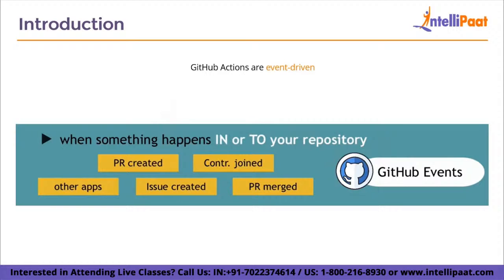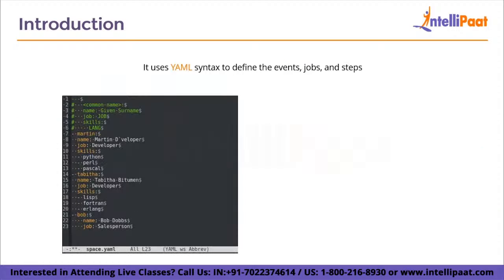And when you have other applications integrated into a GitHub repository, that is your project, events from other apps are also considered events within the GitHub repository. GitHub Actions uses YAML syntax to define events, jobs, and steps. We will take a look at the sections called events, jobs, and steps later in this video. All you have to know now is that the automation is done using YAML scripting.